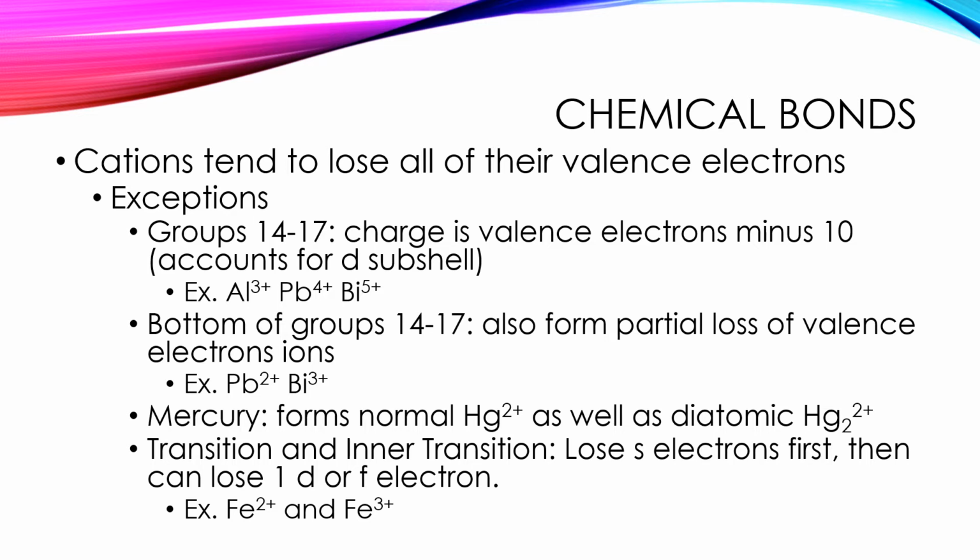And this goes all the way back to when we're naming compounds. That's why when we have transition metals, we have to use that Roman numeral to differentiate which charge we're talking about, because they can form different charges. We don't have to use that for group 1 or 2 because they only ever form one distinct charge.